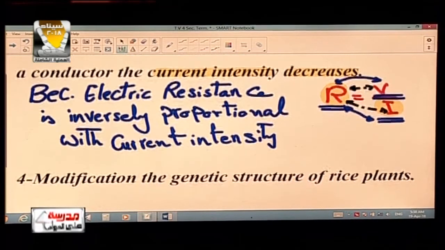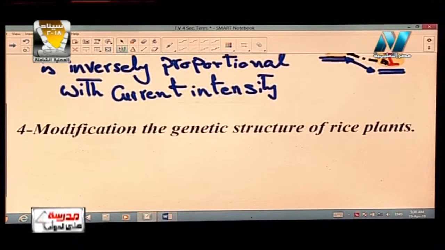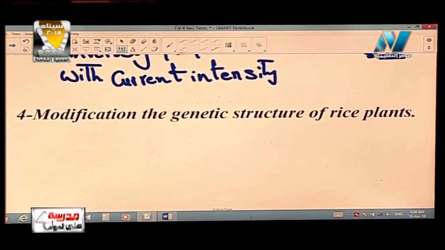Next question is modification of the genetic structure of rice plant. Why do we have to modify the genetic structure of rice plant? We know rice plant contains provitamin A as carotene, and provitamin A can't change into vitamin A. So here we modify the genetic structure of rice plants.